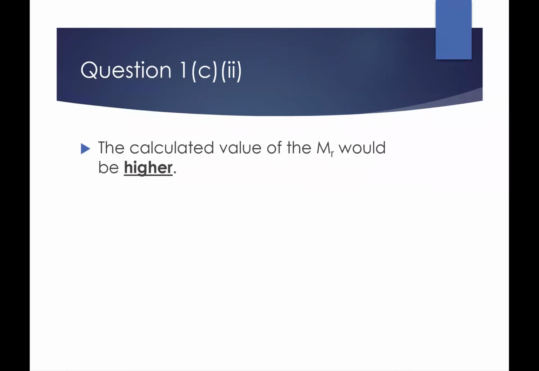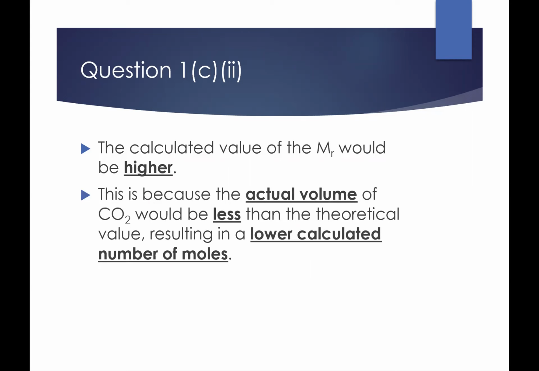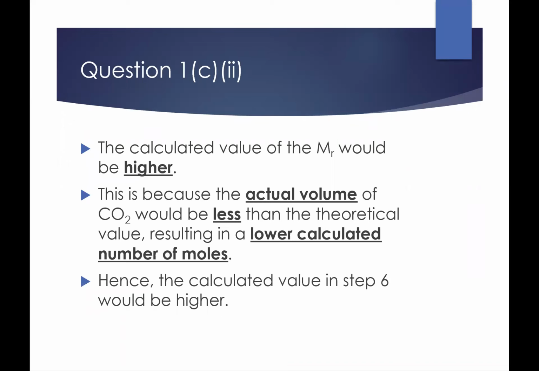So what happens is that your value of MR will be higher. The reason for the higher value of MR is because the actual volume of your CO2 is less than the theoretical value, which resulted in your lower calculated number of moles. That is because your carbon dioxide is soluble, and therefore some of it has already dissolved in your water, so the actual volume is less than your theoretical value. So explain your answer and do it in a clear, simply organized manner. I think that will be the best and the most important thing.